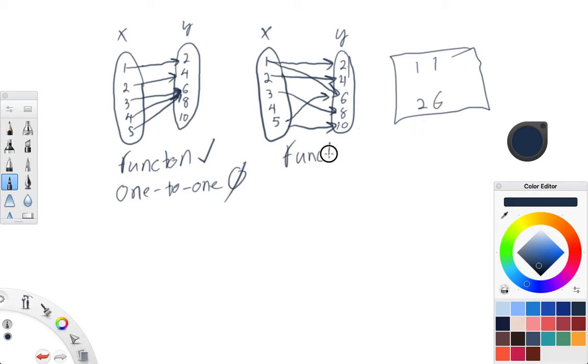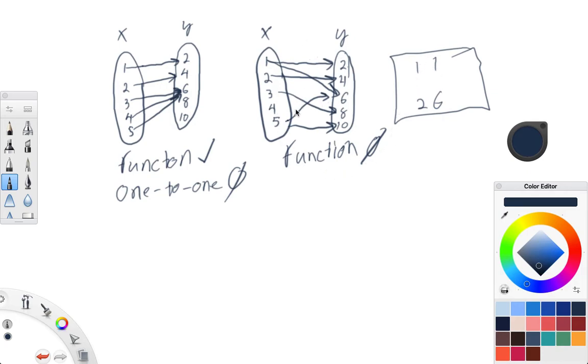And the reason this isn't a function, and hopefully it makes sense to you, is that with a function we can plug something in for x, and then we have this function machine, and it will tell us what our y value is going to be. And this one, we plug in a 1, and we get out a 2 or a 6. So our machine is broken. It doesn't work. The machine doesn't know how to process the 1. If we put in a 1, it doesn't know to give us a 2 or a 6 because our 1 goes to both. And same thing with a 5. We don't know if it should go to 6 or if it should go to 10. And so it is not a function.